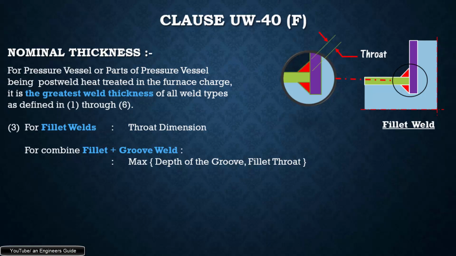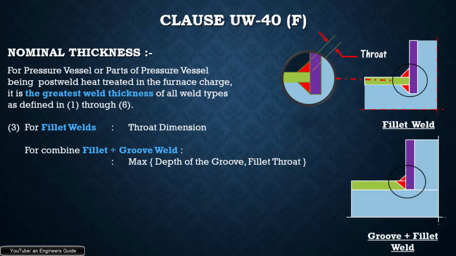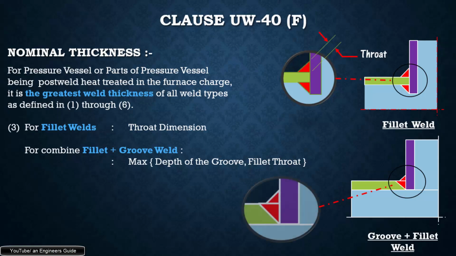Now, for fillet weld, nominal thickness will be the throat dimension. Now for combined fillet plus groove weld, here you can see one figure in which groove and fillet weld are both combined. In such a case, we have to consider the maximum depth of the groove or fillet weld, because our process is performing post weld heat treatment. The depth of the groove is also the weld depth and the fillet throat is also the weld depth, so we should consider the maximum of both. This is all about point number 3.